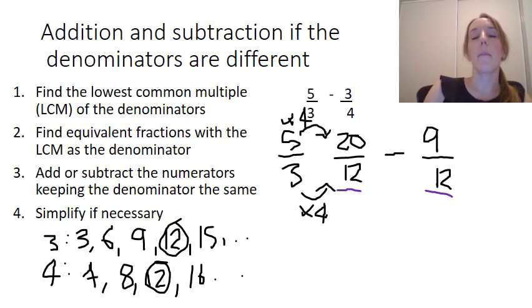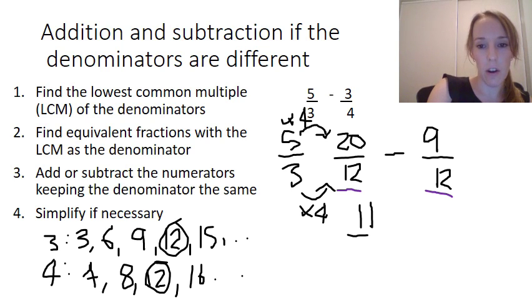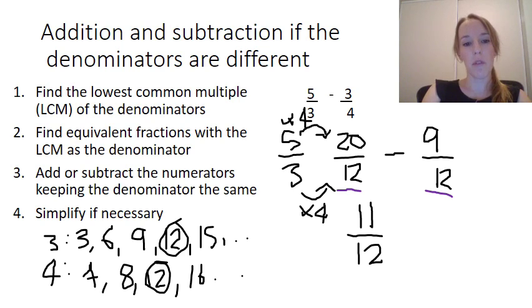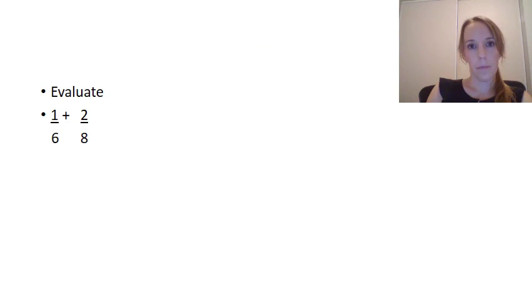So 20 minus 9 will give us 11/12. And the last step is to simplify if necessary. We can't actually simplify there, that's as simple as it will go, so that will be our answer to that question. Okay, so we have another example in this one.